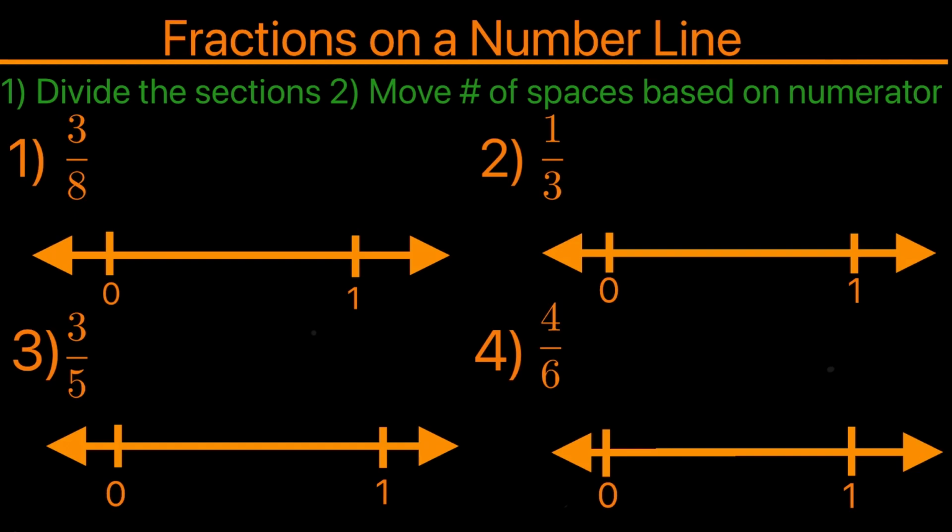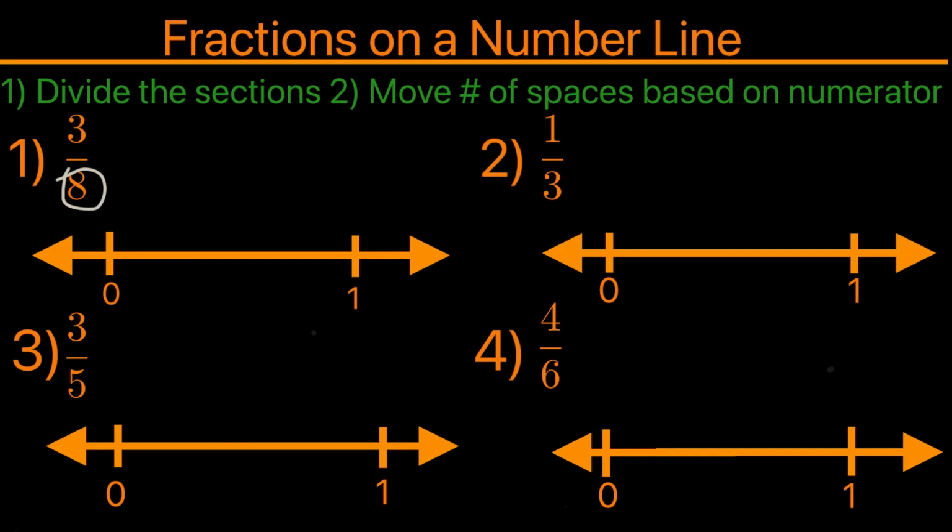In our first example, we have 3/8. 3/8 would fall between 0 and 1. Below we have a number line with 0 and 1, and we need to place the point exactly where 3/8 is. So the first step is to divide the sections. Since the denominator is 8, we are going to divide it into 8 sections.